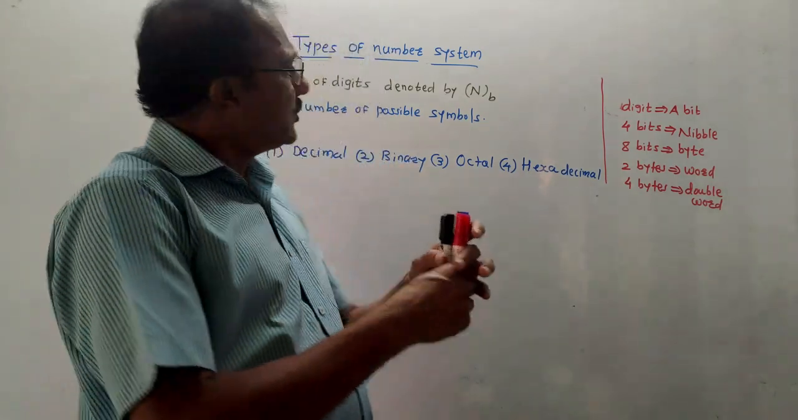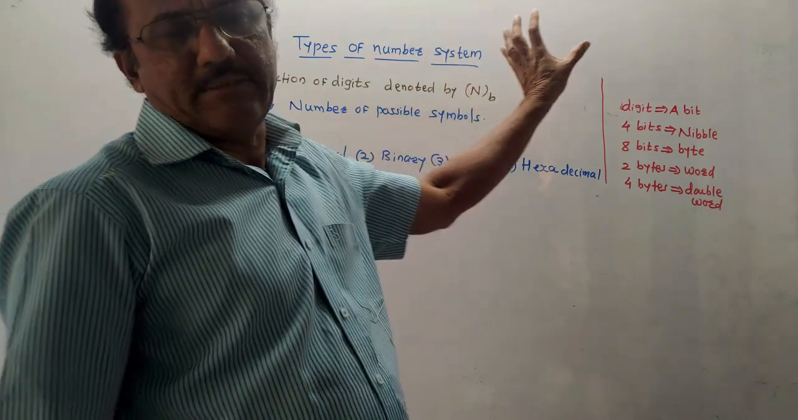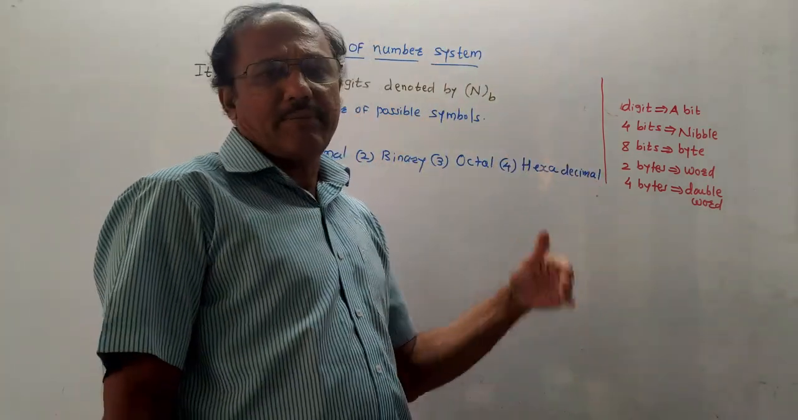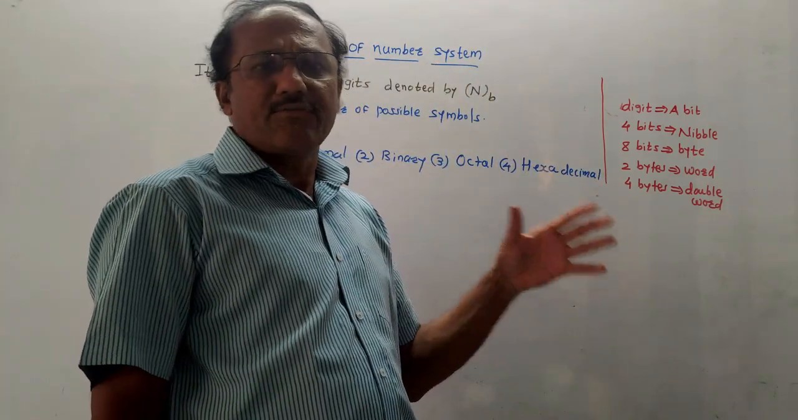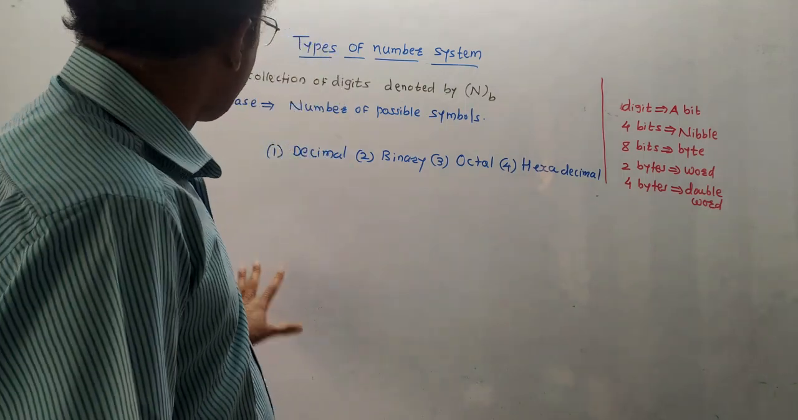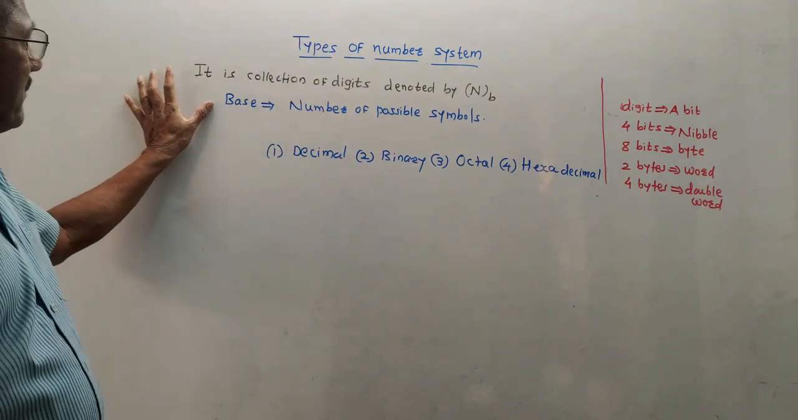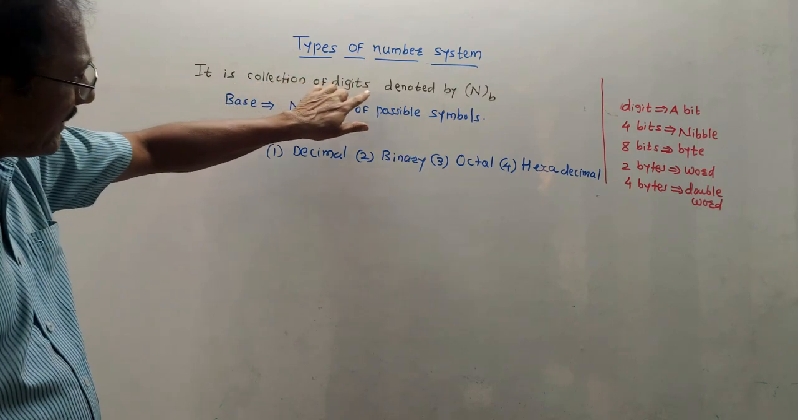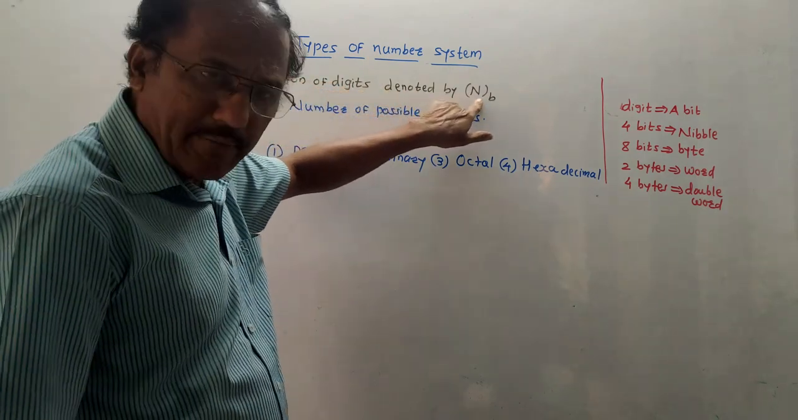Dear students, today's topic is types of number system. It is a topic from the subject Basic Electronics Engineering for the first year engineering students. First of all, what is the meaning of number system? It is basically a collection of digits and it is denoted by N with base B.